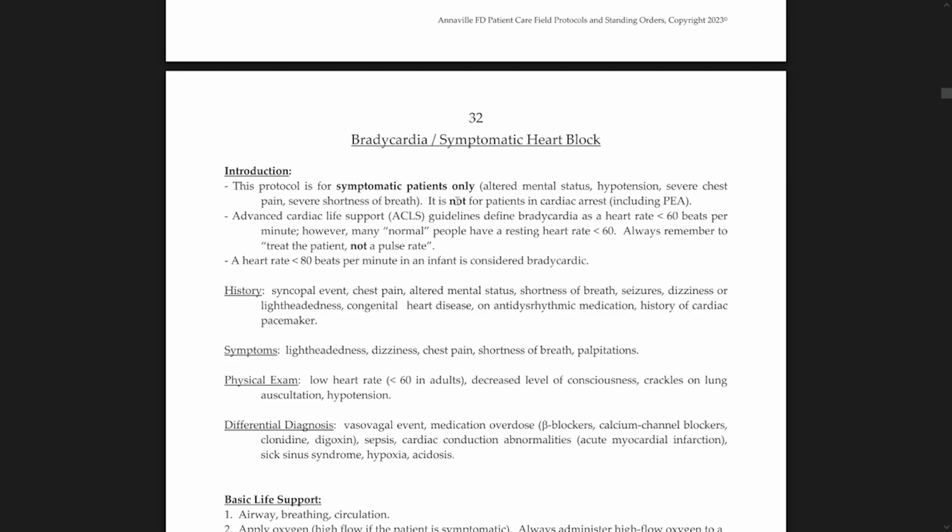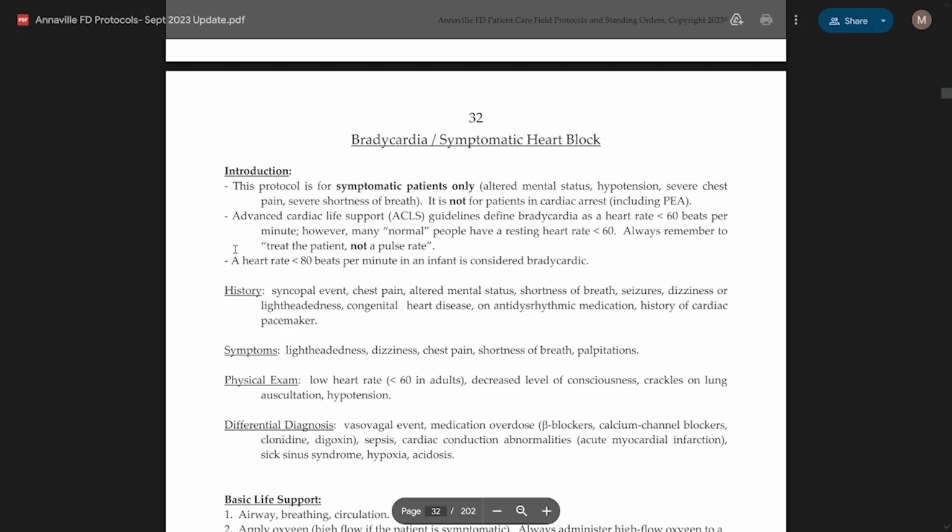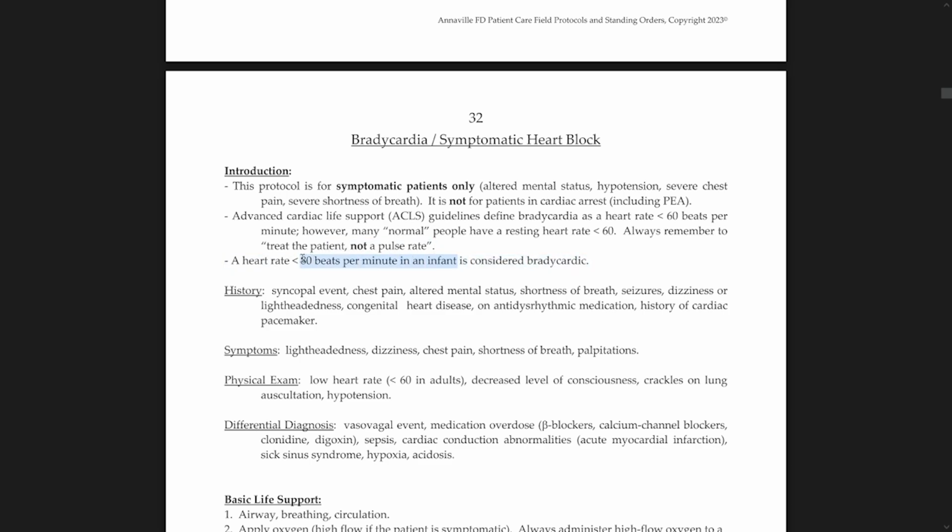The ACLS guidelines, or the Advanced Cardiac Life Support guidelines, define bradycardia as a heart rate that is less than 60 beats per minute. However, many normal people have a resting heart rate less than 60 beats per minute. Always remember to treat your patient, not a pulse rate. A heart rate less than 80 beats per minute in an infant is considered bradycardic, which is really important to note.